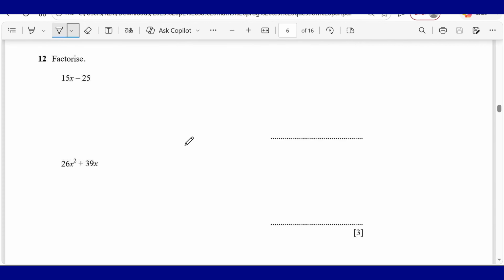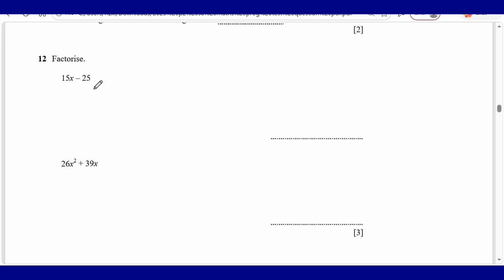Next, 12. Factorize 15x minus 25, and 26x squared plus 39x. Guys, when the timer returns to 0, we'll reveal this answer. Since there are 2 questions, if you need some more time, you may pause this video. Let's check it out.